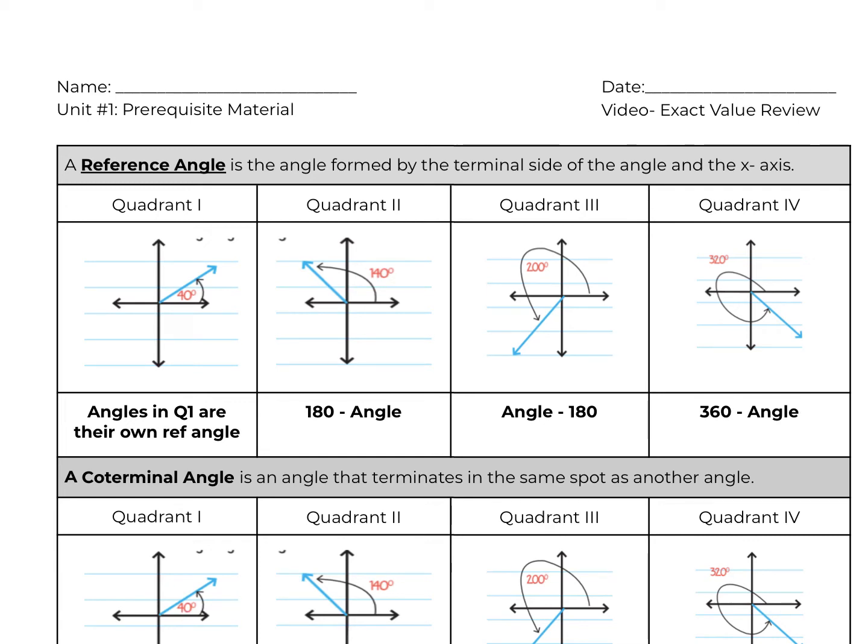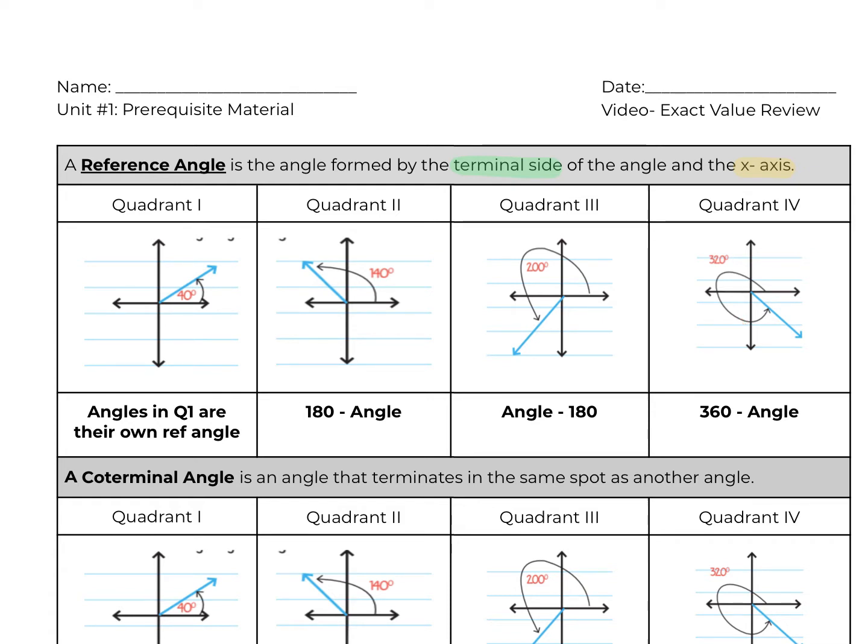Hi everyone, in today's lesson we're going to review exact values. Before we can get into a couple of problems, we need to review a couple of definitions. First, a reference angle is the angle formed by the terminal side of the angle and the x-axis. So I'm going to just highlight the terminal side in green, and then I'm going to highlight the x-axis in yellow, and then I'm going to do an example in each of the four quadrants so that you know how to find the reference angle in each.